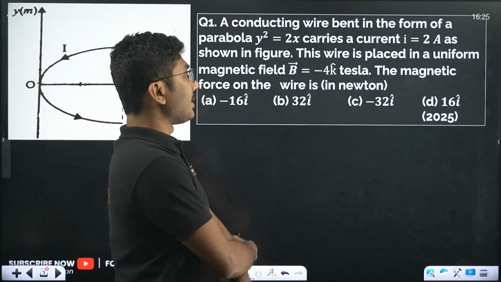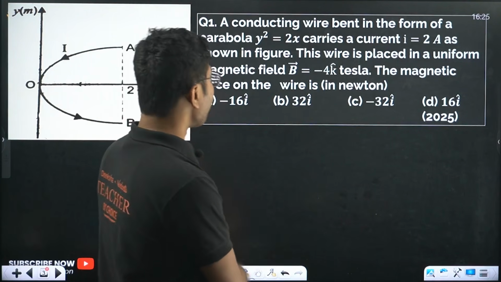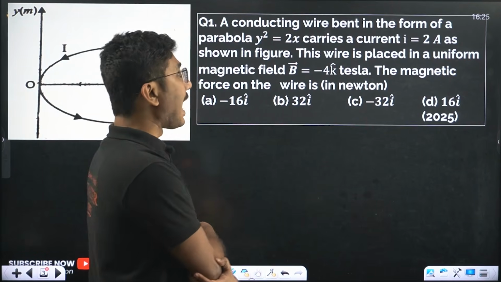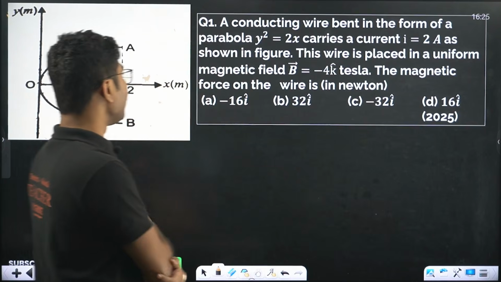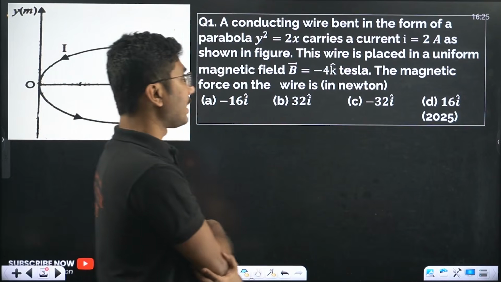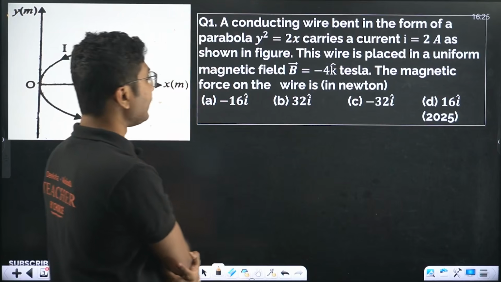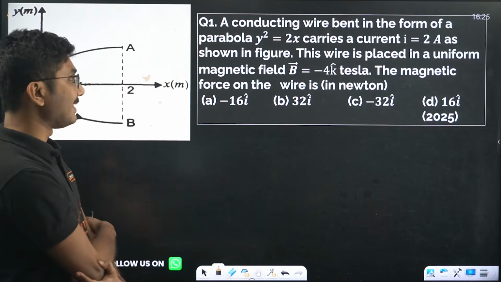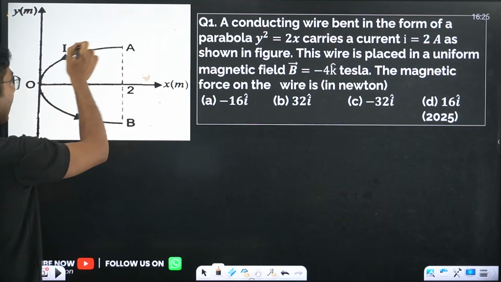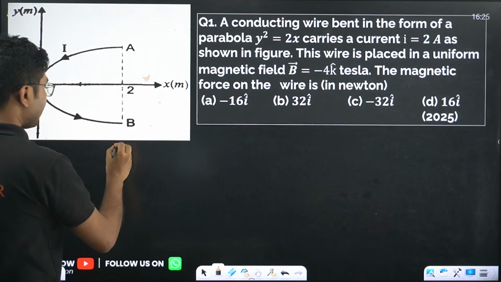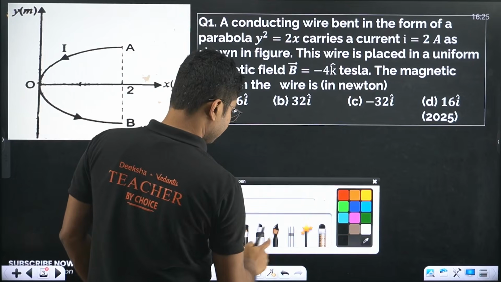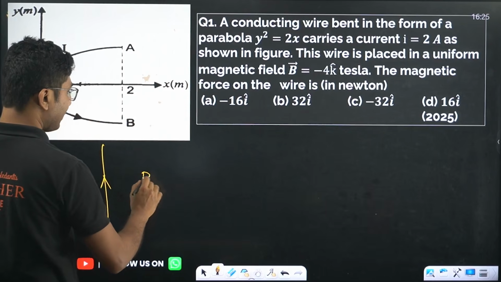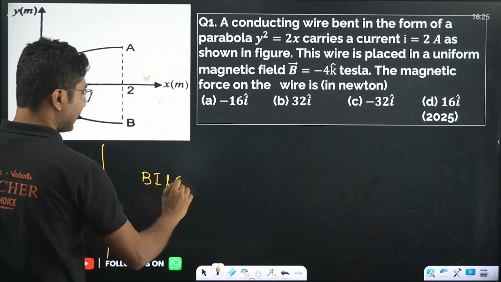A conducting wire bent in the form of a parabola y square is equal to 2x carries a current I equals 2 ampere as shown in the figure. This wire is placed in a uniform magnetic field B equals minus 4k Tesla. The magnetic force on the wire is... Here we have a wire which is not a straight wire. Now we know that if there is a straight wire carrying current, the force acting on it is given by BIL sine theta.